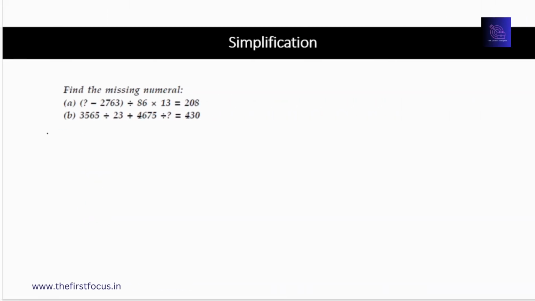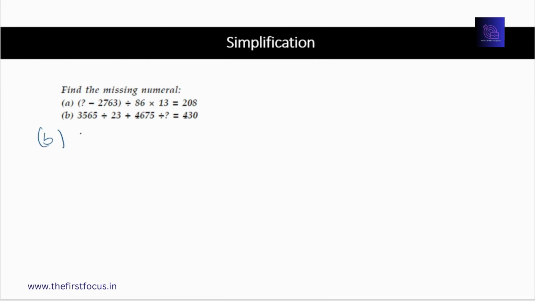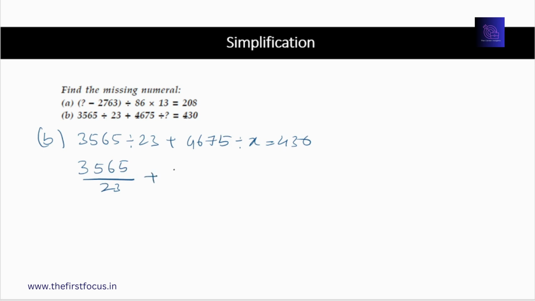Now let's look at the second problem. 3565 divided by 23 plus 4675 divided by x is equal to 430. As I did in the first problem, the same way I'm going to do this time. 3565 divided by 23 plus 4675 divided by x is equal to 430. Now I'm going to divide this first.